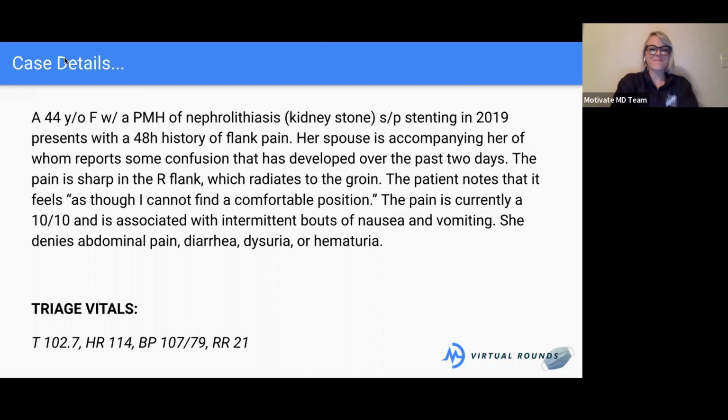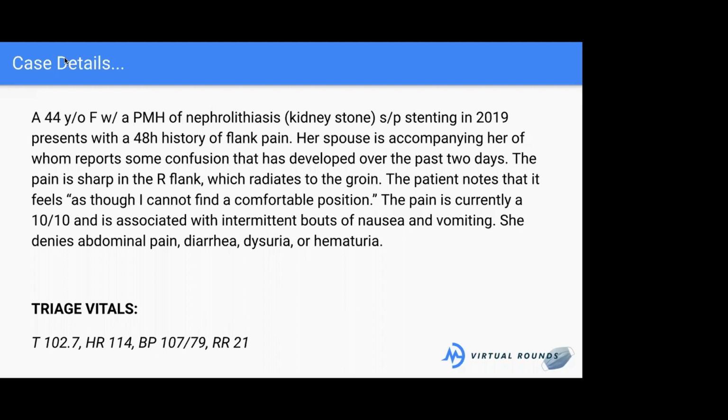Okay. A 44-year-old female with a PMH of nephrolithiasis, kidney stones, status post stenting in 2019 presents with a 48-hour history of flank pain. Her spouse is accompanying her, who reports some confusion that developed over the last 2 days. The pain is sharp in the right flank, which radiates to the groin. The patient notes that it feels as though she cannot find a comfortable position. The pain is currently a 10 out of 10 and is associated with intermittent bouts of nausea and vomiting. She denies abdominal pain, diarrhea, dysuria, and hematuria.